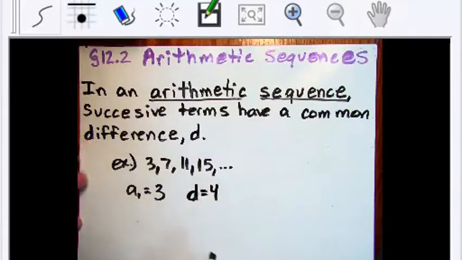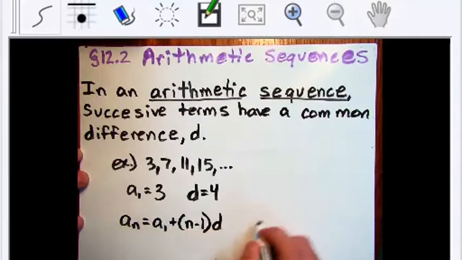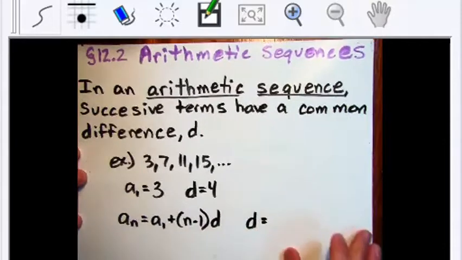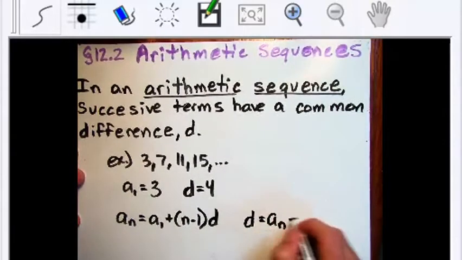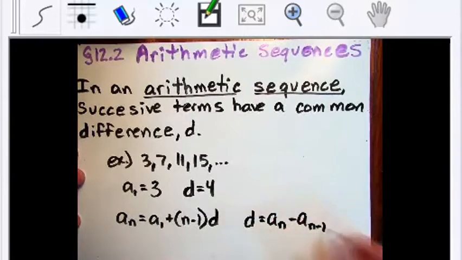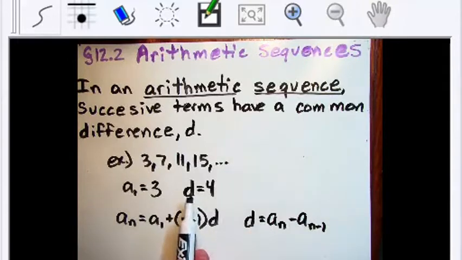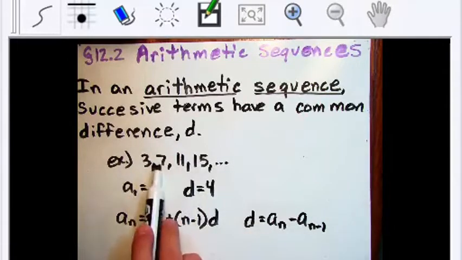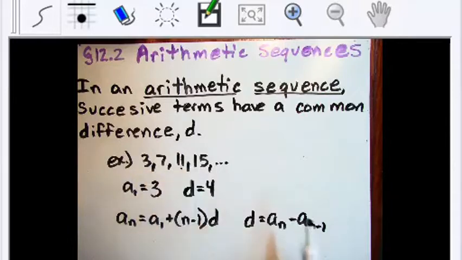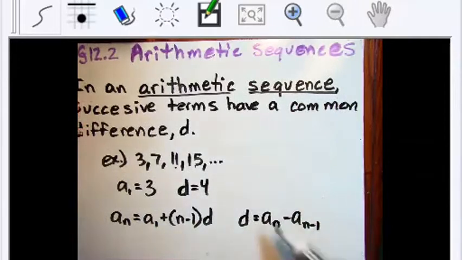Okay. Two little quick formulas I want you to know for this. In an arithmetic sequence, any term could be found by doing this, and then the common difference is found by doing this. Finding the difference is going to be fairly easy for these ones we're looking at. Like here, it was easy to see the difference was 4 between each of these. But I want you to really take a look at this notation and try to understand this.